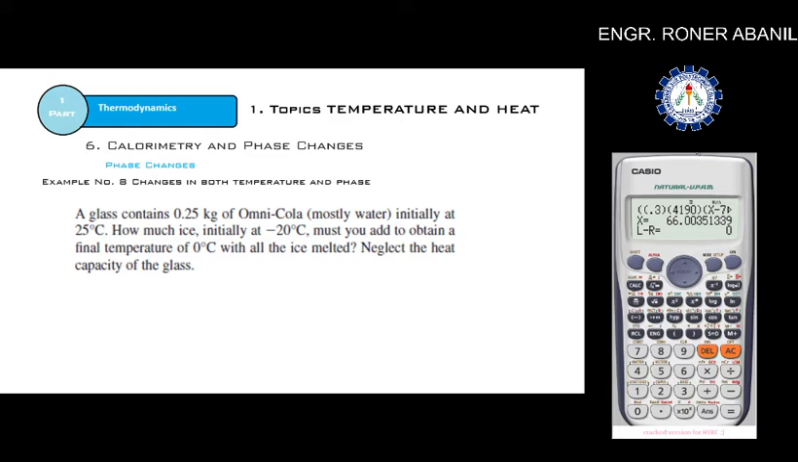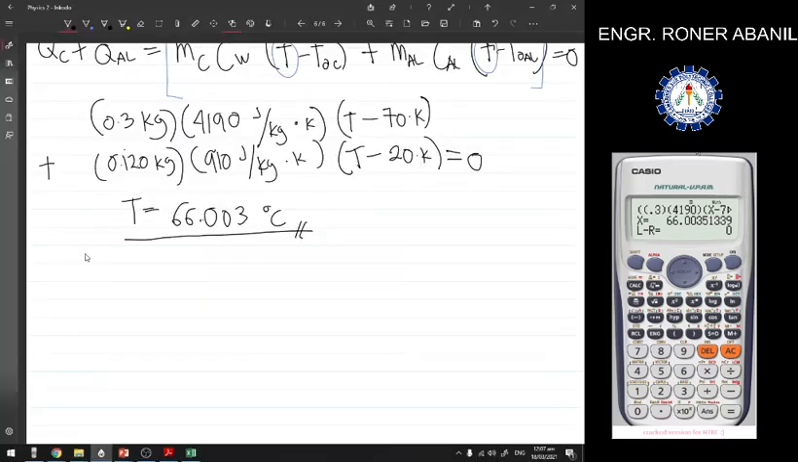So hanapin daw natin yung must you add to obtain. Ilan daw yung ice na kailangan nating i-add para makapag-produce tayo ng final temperature na 0 degrees Celsius with all the ice melted. So lahat ng yelo ay natunaw. Neglect na lang daw natin yung heat capacity ng glass. Okay, paano natin i-approach?